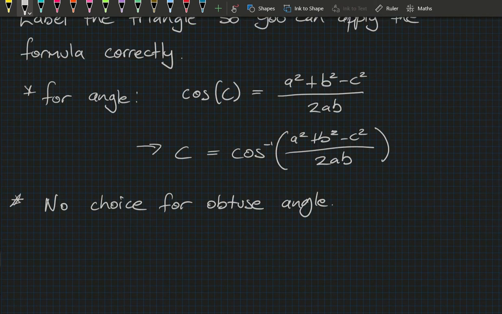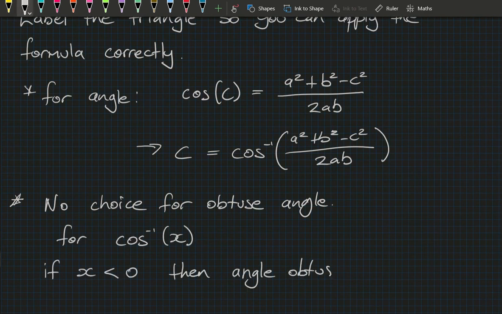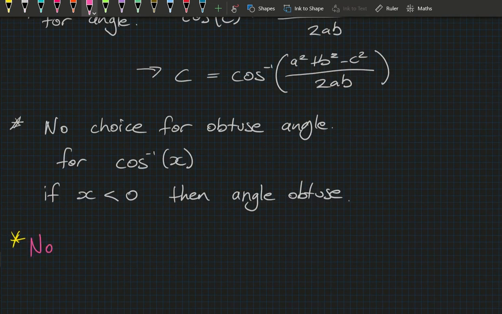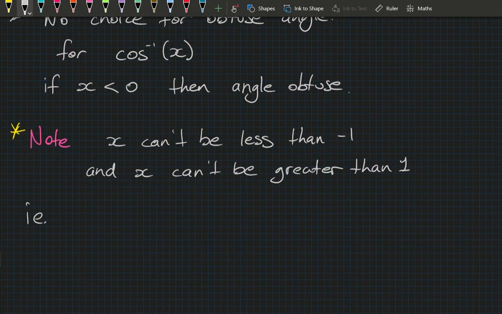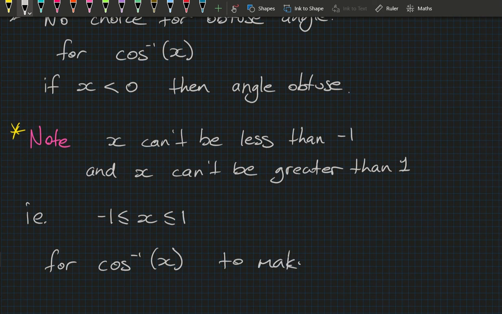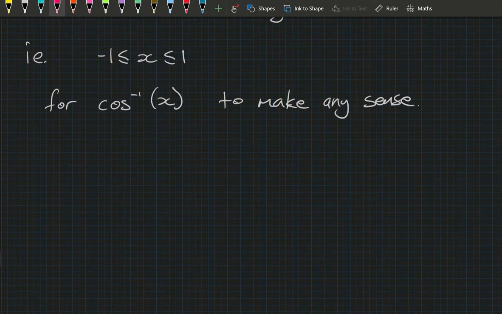For inverse cos of x, if x is less than 0, then the angle will be obtuse. But it is important that you note that x can't be less than -1 or greater than 1. In other words, x has to be between -1 and 1, inclusive, for inverse cos of x to make any sense. Well, any real sense, and one day you might know what I meant there. Anyhow, let's move on to example 13.